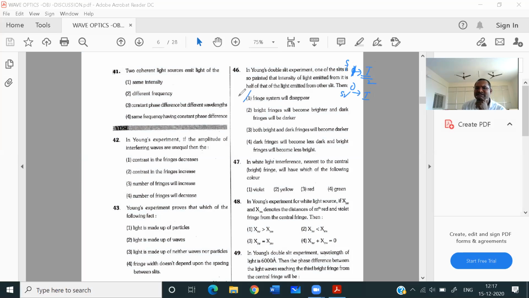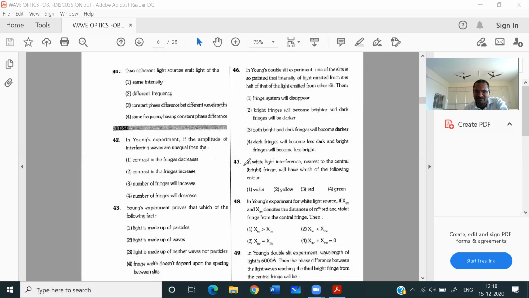Fringes will disappear? No, fringes don't disappear. Next, bright fringes will become brighter? No, the intensity of bright fringes should decrease. Next, both bright and dark fringes will become dark? No. Dark fringes become less dark and bright fringes become less bright. Yes, this is the answer. When the intensities are different, the resultant maximum intensity will decrease, so bright fringes become less intense, whereas dark fringes also become less dark because of this reason. Are you understanding? Option 4 is the right answer. Don't get confused. Option 4 is the right answer for this.